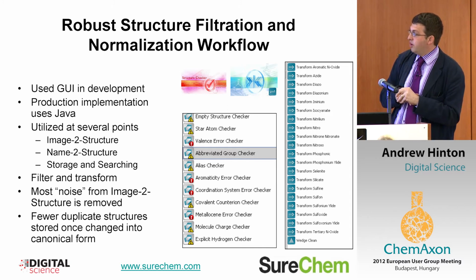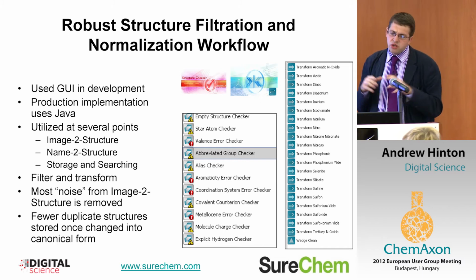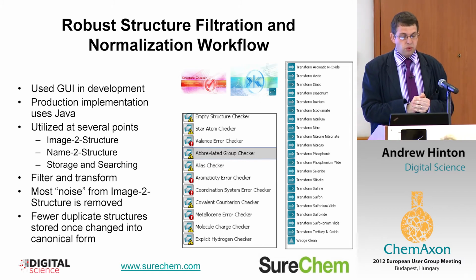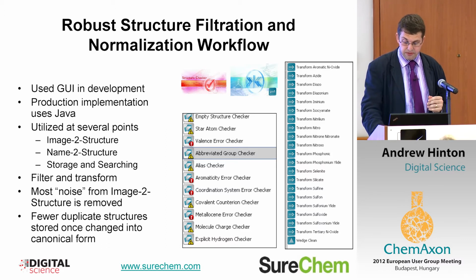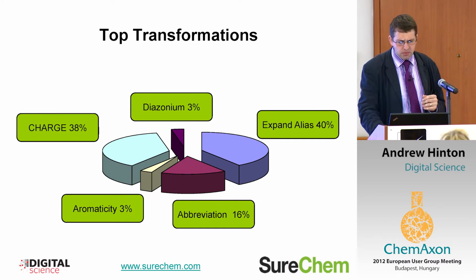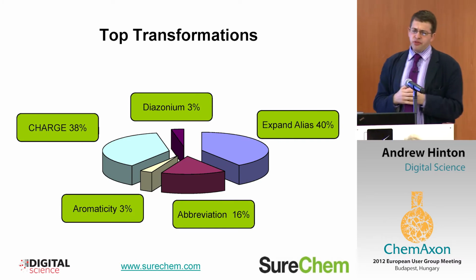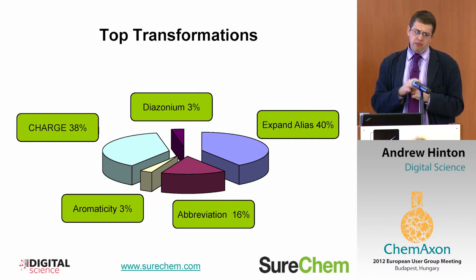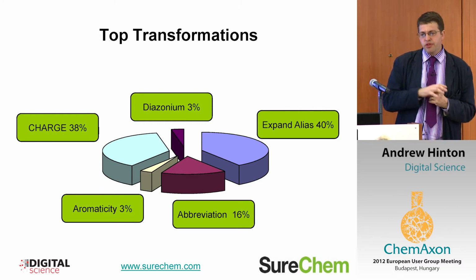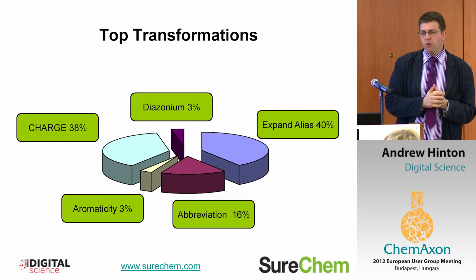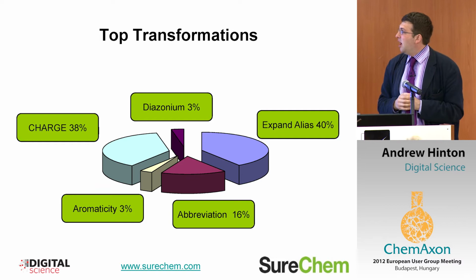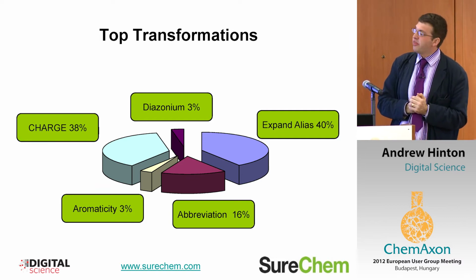A lot of the noise was removed from this. Ultimately, what we hope is we will see fewer duplicates stored once the changes have taken place. Having put it in place and run a series of patents through our workflow as a whole, we're able to do some sampling. And the top transformations shown on this slide here come from about 1,000 structures.